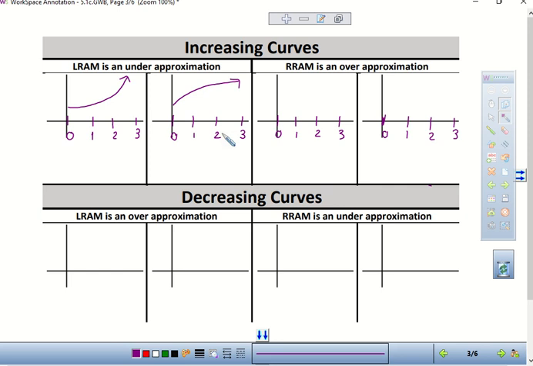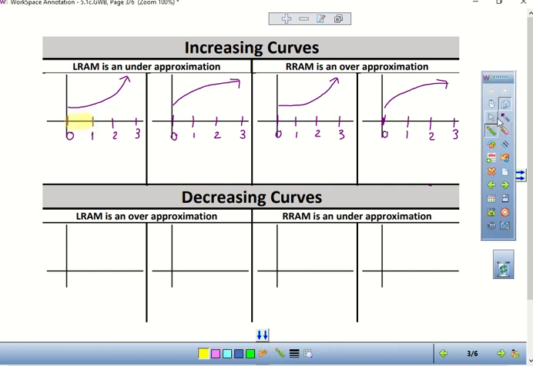Okay, so those are 2 examples of increasing curves. Doesn't really matter what ones you pick, but I'm just trying to show you 2 different examples. So if we're dealing with LRAM, if we look at each interval for LRAM, what's special about LRAM? We use the left end of the interval to determine the height of the rectangle. Very good.